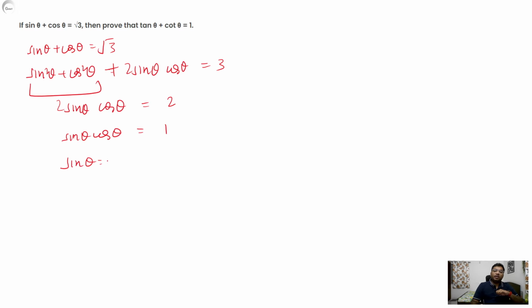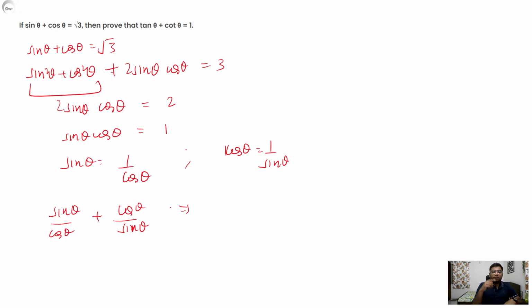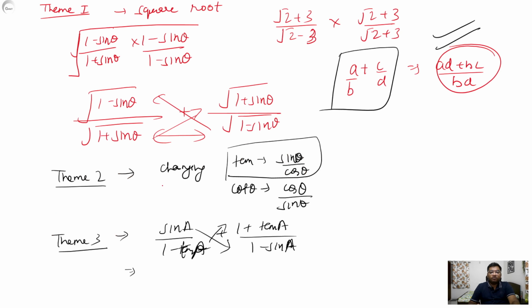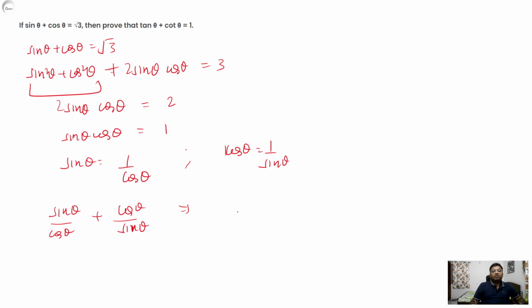It gives us that sine theta can be written as 1 by cos theta, or cos theta can be written as 1 by sine theta. What are they asking in the question? Tan theta plus cot theta is equal to 1. Let's see. What is tan plus cot in terms of sine and cos? Sine by cos plus cos by sine, right? This was one of the themes that we talked about, changing of tan to sine and cos, right? Here, theme number 2, if you see, changing tan theta to sine by cos and cot theta to cos by sine. And this is pretty much a very, very practical application of the theme that we talked about.